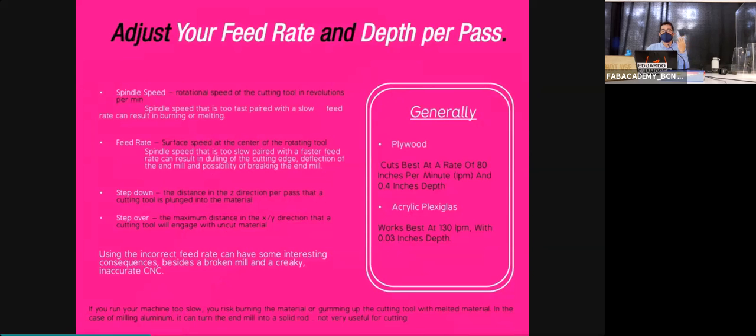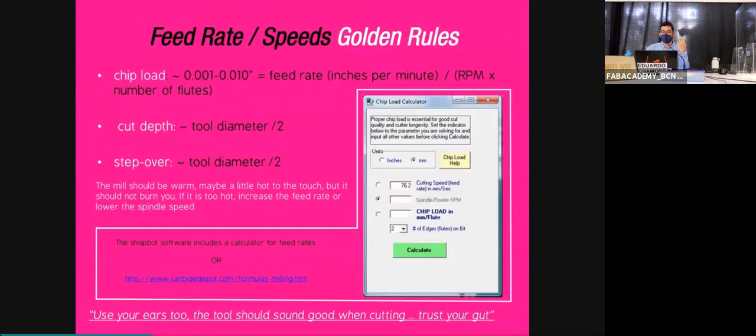Feeds and speeds. What are the settings that we use in CNC? In the CNC, we have 3 different settings. One is the chip load, and the chip load is an equation. You said, for example, in the laser cutter, if you don't have a guideline of materials, you don't know how to start cutting, like what speed and power you need on the laser.